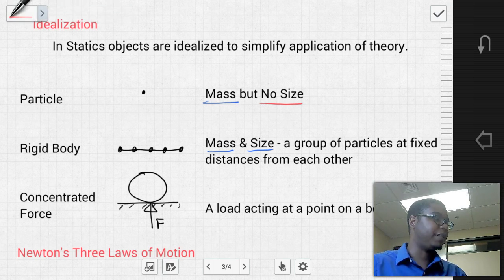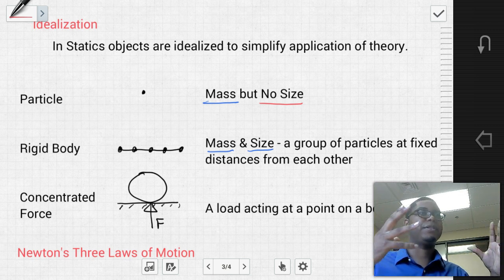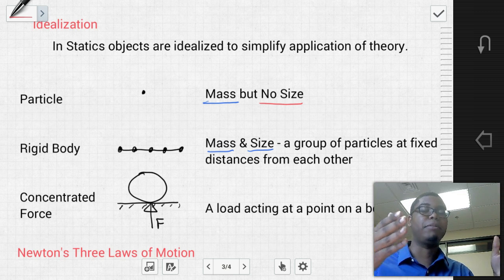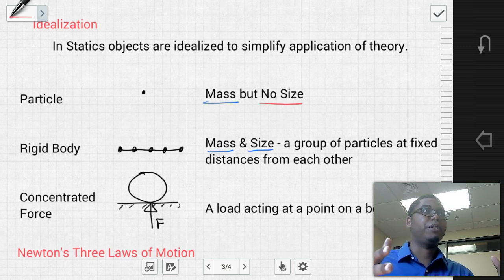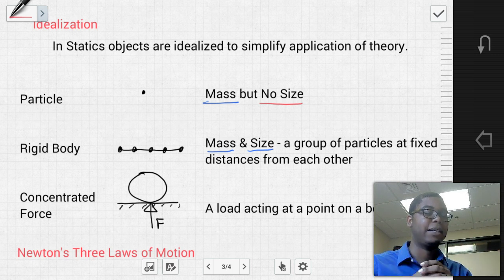Okay, now the next step is idealization. Generally, statics is the study of physical objects in the world. Now when we think of physical objects, there are a number of real-world considerations that make applying basic statics theories problematic. For instance, a large truss bridge has a number of physical features which are difficult to describe using basic statics. So we've got to simplify the problem so that we can apply some basic statics theory.